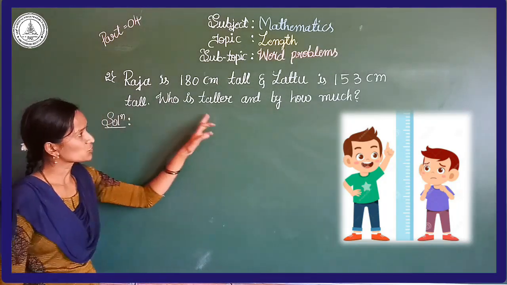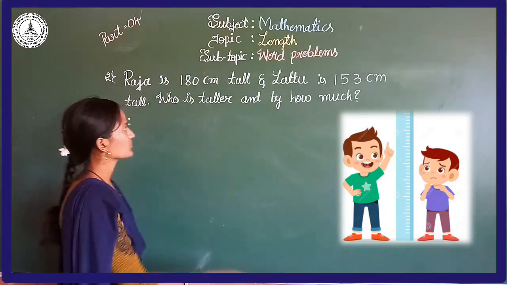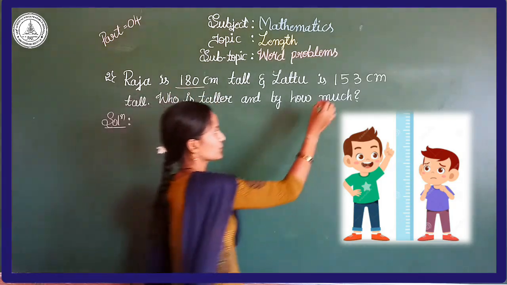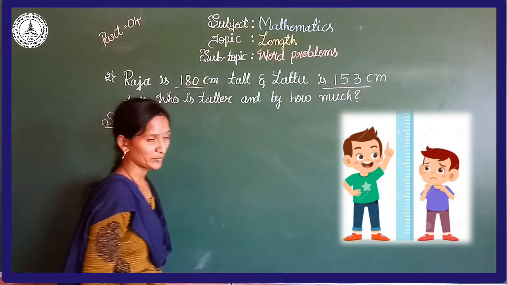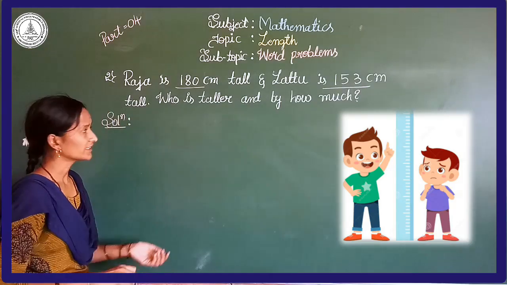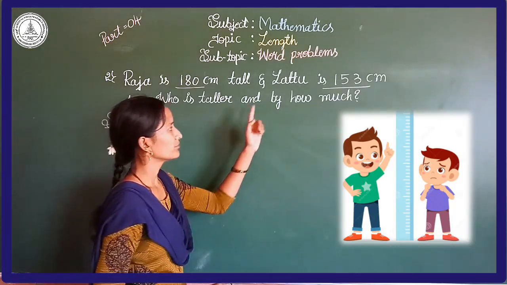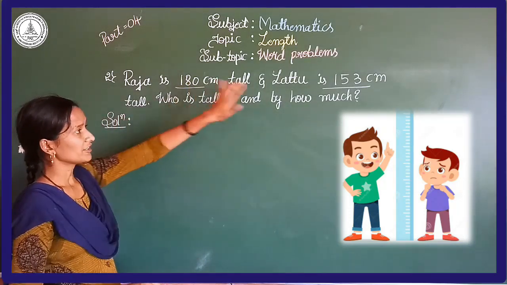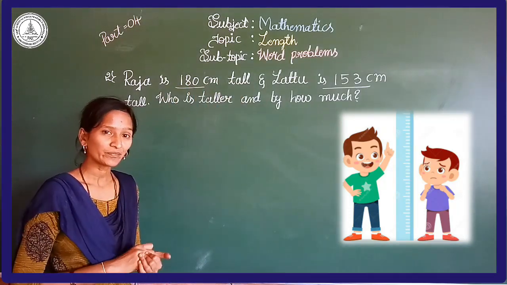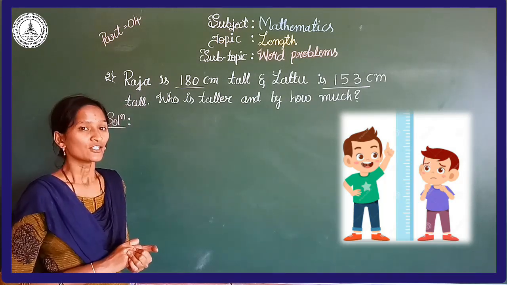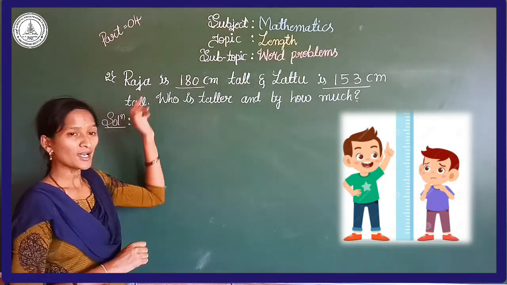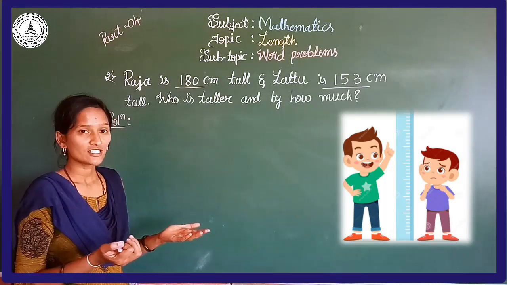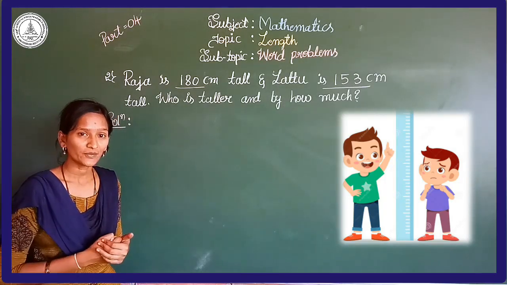See, who is taller? So students, observe here, Raja's height is 180 centimeter, right? And Lattu's 153 centimeter. The question is like this, who is taller and by how much? See, in 180 and 153, which is the big one? 180, right? So, Raja is a taller boy, right? By how much? So, how can you find the answer?